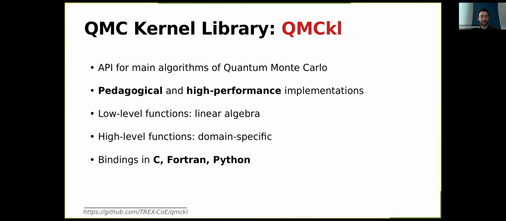So a few words about QMCkl, which is a Quantum Monte Carlo kernel library, which has been mentioned already in a few talks. It provides an API for main algorithms of Quantum Monte Carlo, both in pedagogical and high-performance implementations. So it provides low-level and high-level functions which are optimized for the user. They are tailored for the performance on a target machine, so the user doesn't have to care much about it. And there are bindings in C, Fortran, and Python already available for QMCkl.